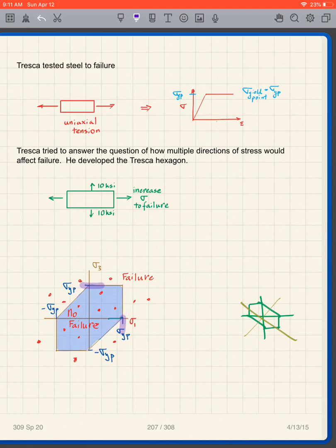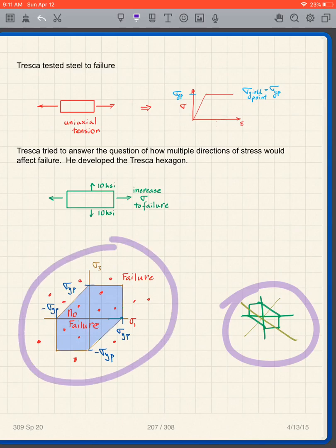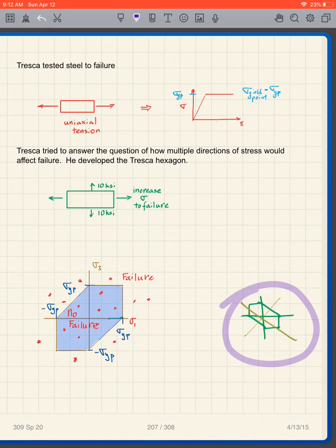The only mistake that people ever make with this pretty much is that they'll draw the hexagon in the wrong direction. Don't do that. The hexagon should look like this, sort of pointing upward to the right.